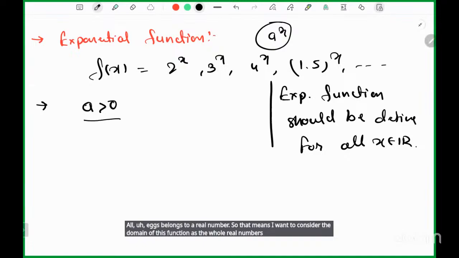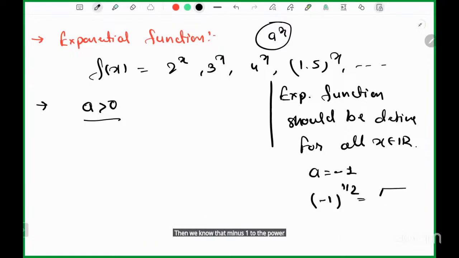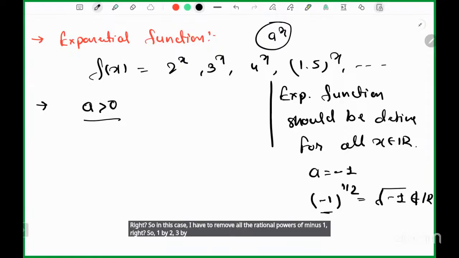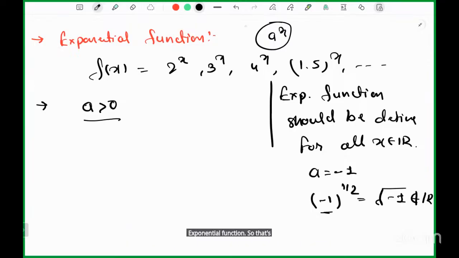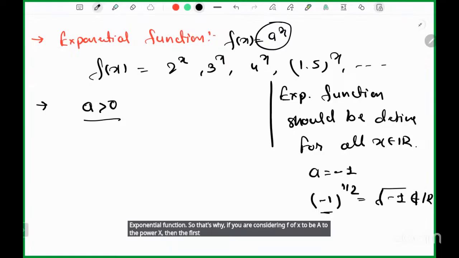But if you take a negative value, suppose you take the value of a to be -1, then we know that -1 to the power half, which is the root of -1, is not a real number. So in this case, I have to remove all the rational powers of -1, so 1 by 2, 3 by 2, and all those things. It will complicate the domain of the exponential function. So that's why, if you are considering f of x to be a to the power x, the first restriction we assume is that a is strictly greater than 0.